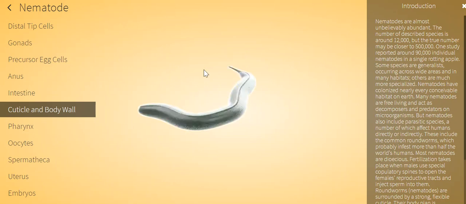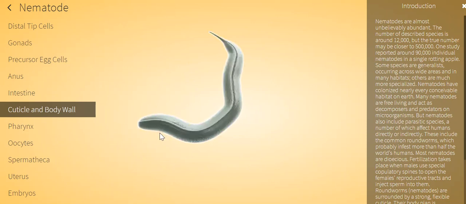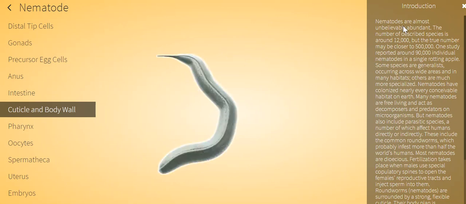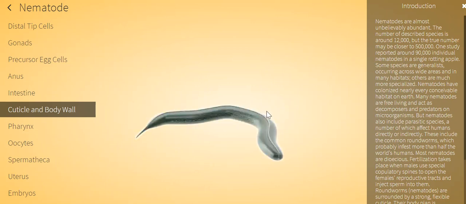Dimensional image is of the nematode, or the roundworm. A little bit different than the flatworm in that it has more dimension to it. Nematodes are almost unbelievably abundant. The number of described species is around 12,000, but the true number may be closer to 500,000. One study reported over 90,000 individual nematodes in a single rotting apple.